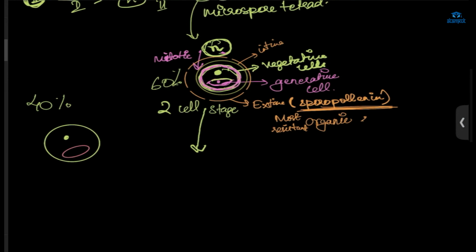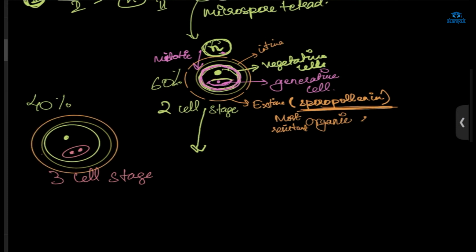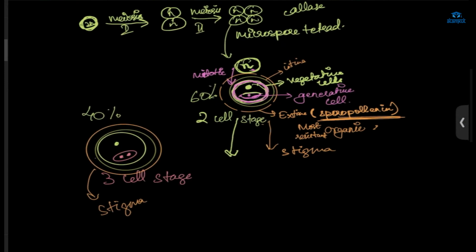And it will form two male gametes. This condition is called the three cell stage. There will be intine and exine. Then it will go to the stigma. Two cell 60, three cell 40. Done. Now this pollen is matured.